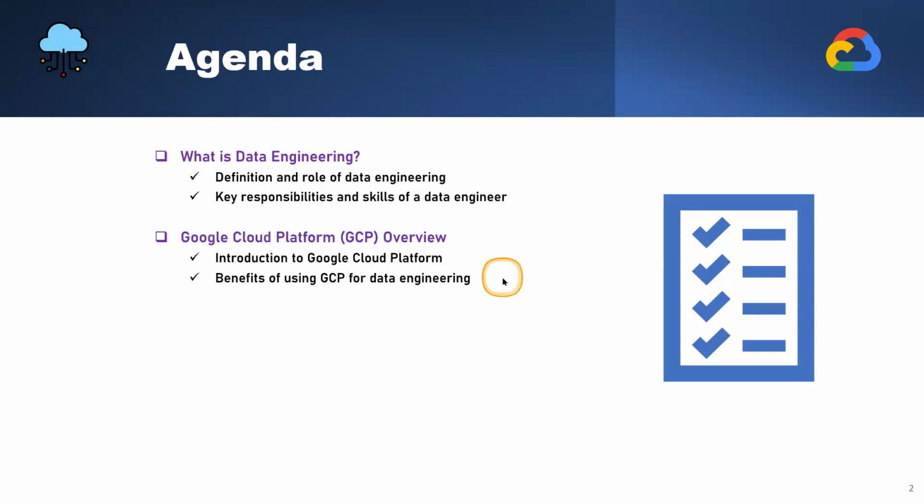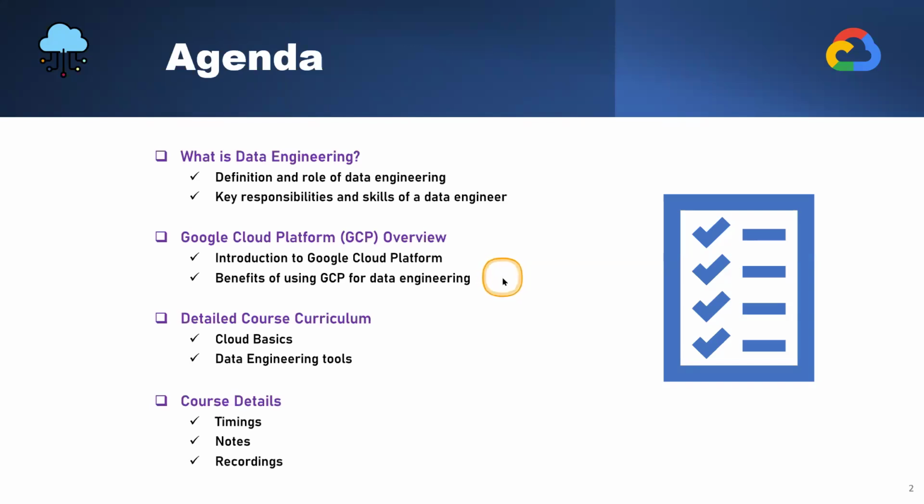And in the second topic, I am going to talk about Google Cloud Platform. What is Google Cloud Platform? What are the benefits of using the Google Cloud Platform over the other cloud platforms? I'm going to tell about that here. In the third topic, we are going to see the detailed course curriculum. I have divided our course curriculum into two parts. The first part is cloud basics, and the second part is data engineering tools. So we will see the detailed course curriculum in the third topic.